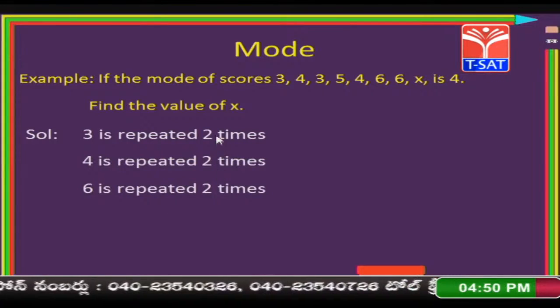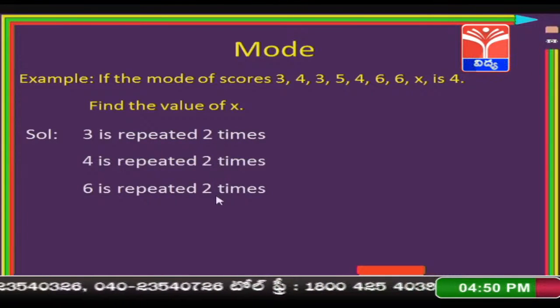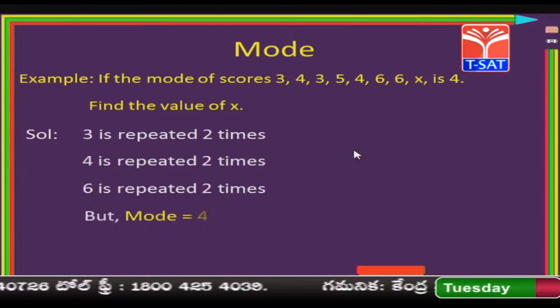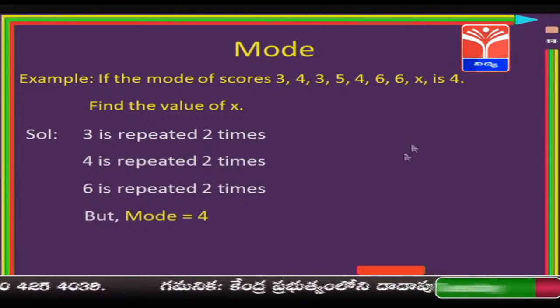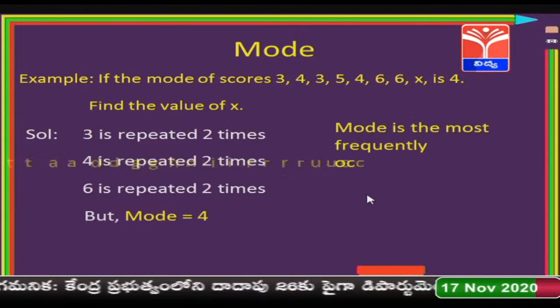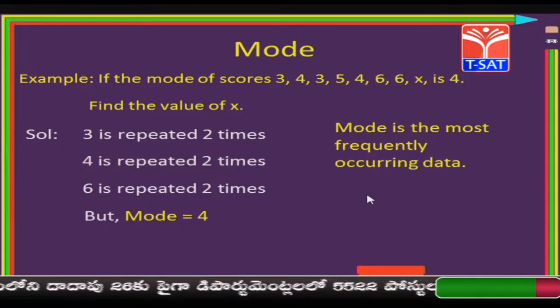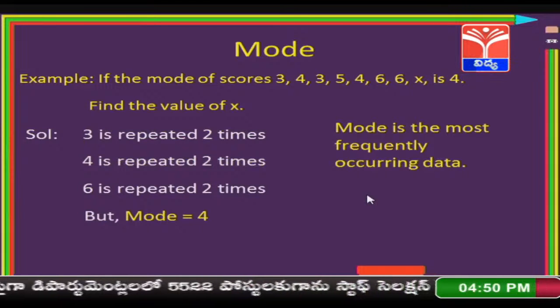Now here, out of these two, none is maximum, but what is given here is that the mode is 4. So what is the mode actually? The mode is nothing but the most frequently occurring data. So which is the most frequently occurring data here?